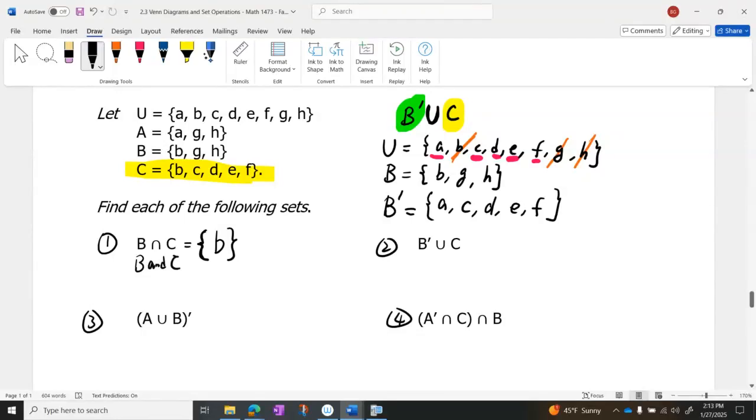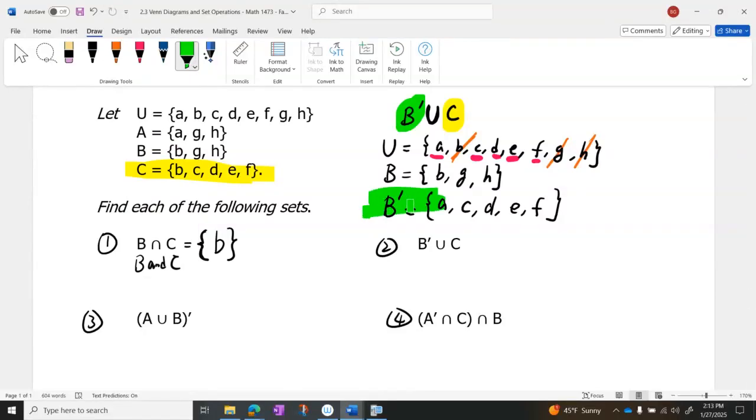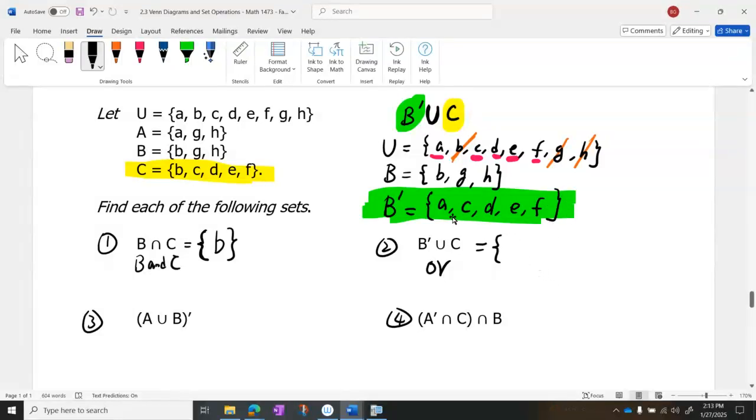Okay? All right, so now we have the green set B prime. We also have set C in yellow. Now look at the green set and the yellow set. We are getting the union of them. Union is different from intersection, right? Union here means or. So it's bigger. It should include all the elements in the green or in the yellow, right?